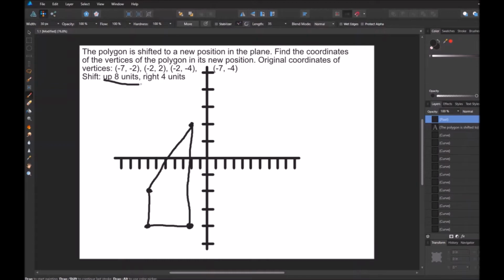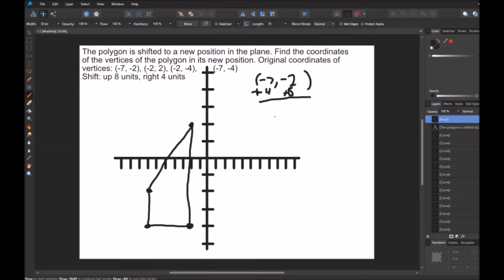So we're going to be shifting it up 8 units and right 4 units. So if we're going to the right on the x-axis, that means we're going to be adding 4 to whatever's on the x value. And if we're going up 8 units, that means we're going to be adding 8 to whatever's in the y value. So in the first point, -7, -2, we add 4 to -7, and then we add 8 to -2, and we get that it will be at -3, 6. So we go to the right 3, and we go up 6, which is going to be somewhere off this graph, but somewhere kind of there.